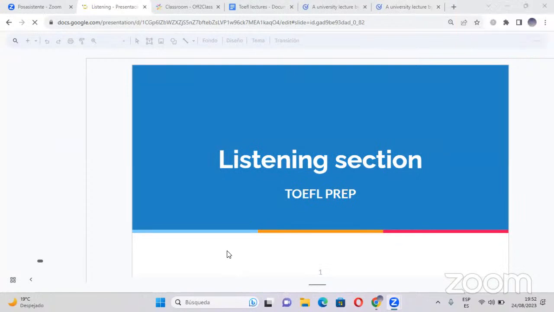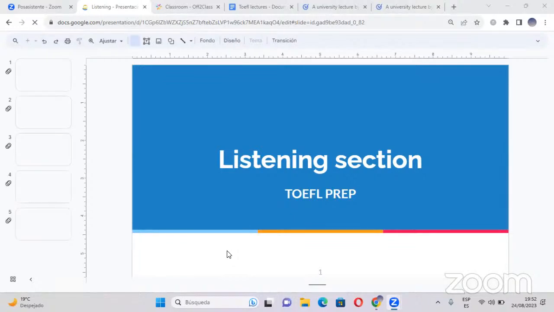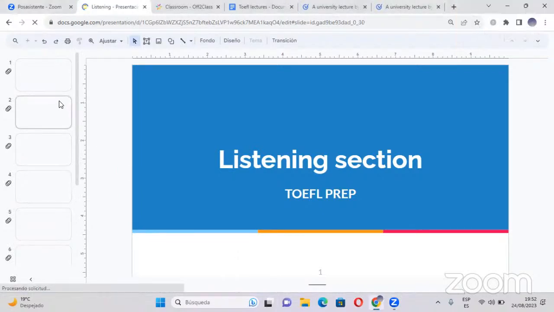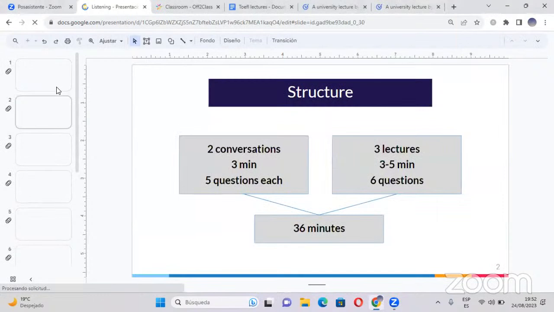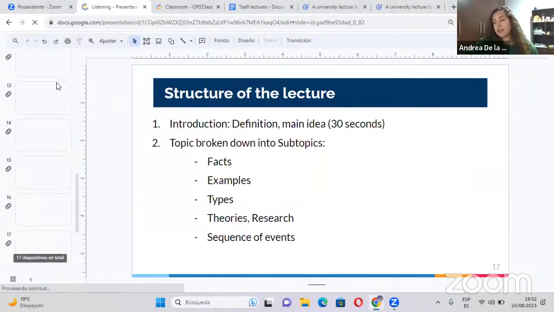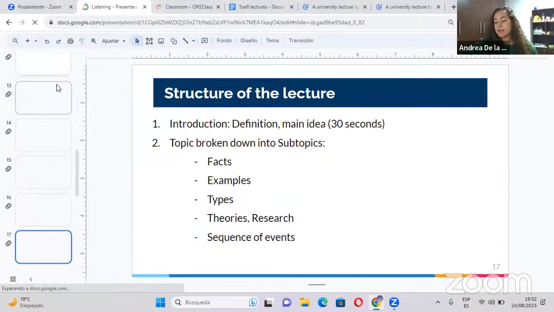So in the lecture questions, is it in order also or is it random? What do you mean? What is in order? In order to the discussion. So the first question is about the introduction, the second question is about the first paragraph. Yes, generally speaking, they go in order, but not always.